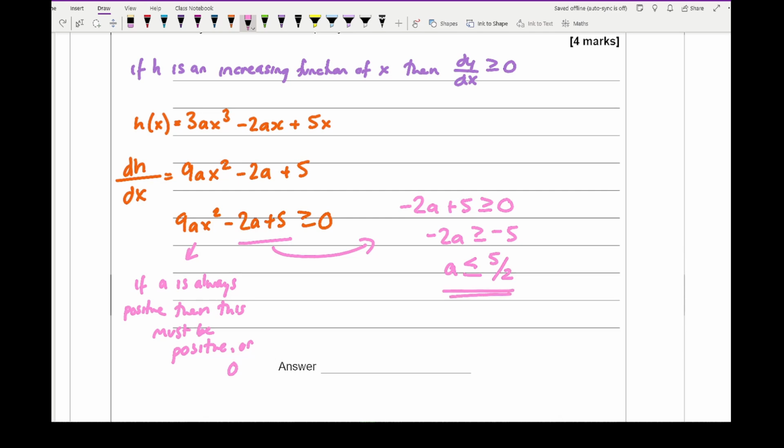So in terms of the range of the possible values of a, it's going to be between 0 and 5 over 2. Because the smallest this can be is going to be 0 for all values of x, because a is a positive constant.